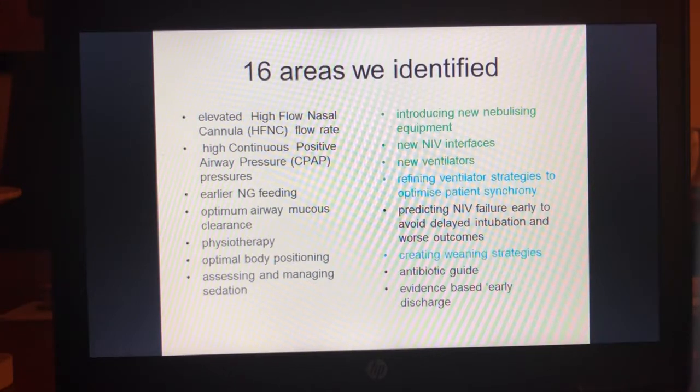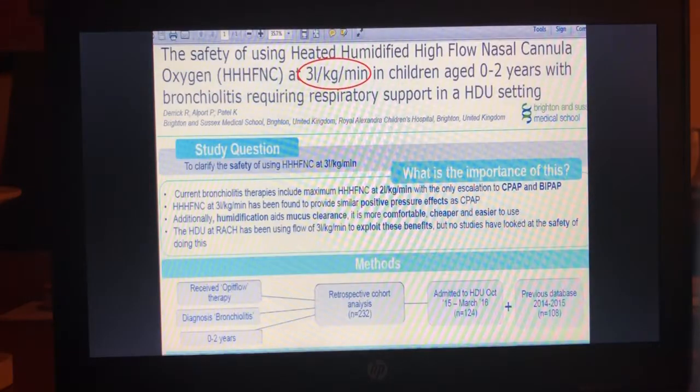So let's start with the left-hand list and high-flow nasal cannula oxygen. Now, the use of heated, humidified, high-flow nasal cannula oxygen was emerging in bronchiolitis. Its use in neonatology had become a bit more established, and there was a little bit more of an evidence base for its use as an alternative to, for example, CPAP and ventilation.